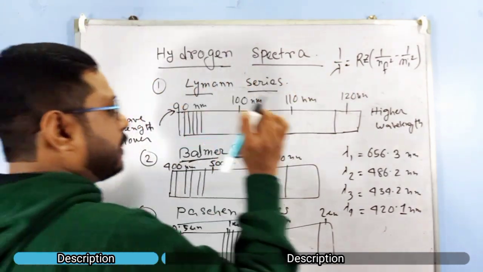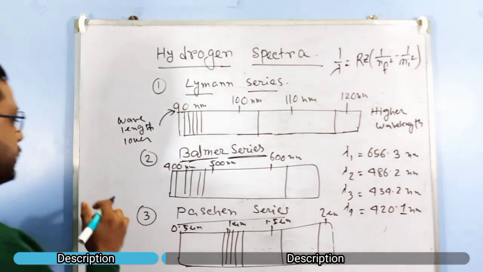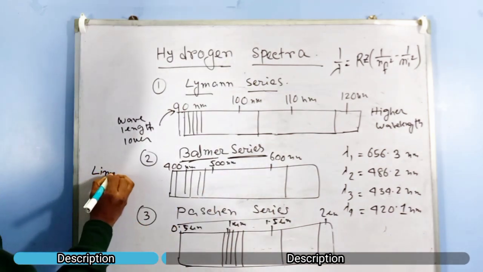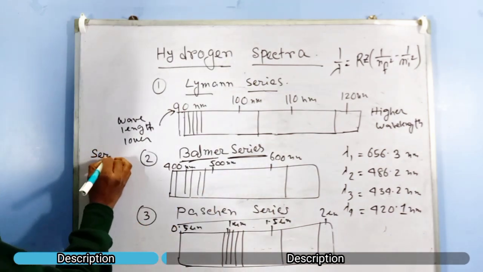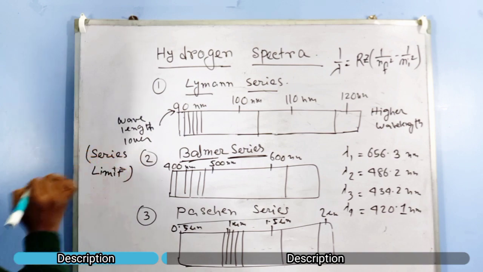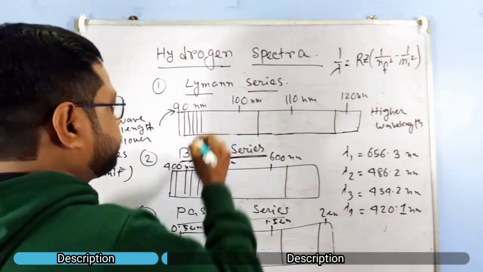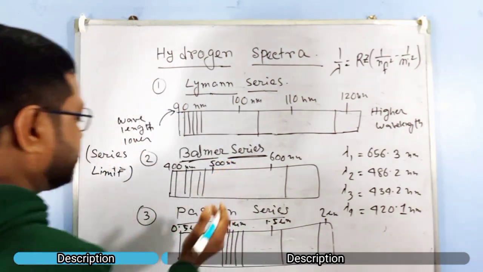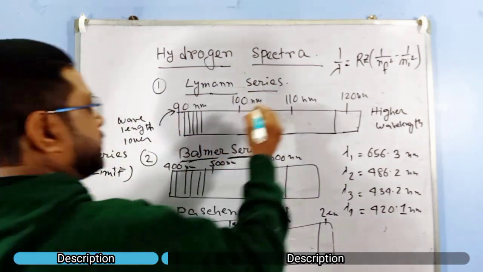That is, every series must lie within a certain wavelength range. This is called the series limit. This is so for the Lyman series, the Balmer series, and the Paschen series.